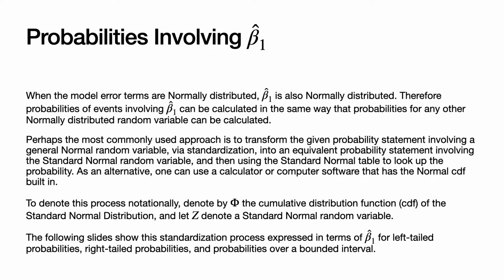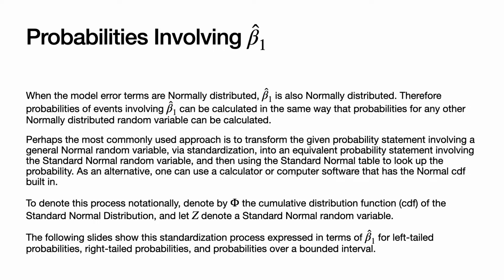Perhaps the most commonly used approach is to transform a given probability statement that involves a general normal random variable via standardization into an equivalent probability statement involving the standard normal random variable, and then using the standard normal table to look up the appropriate probability. As an alternative, one could use a calculator or computer software that has the normal CDF built in.